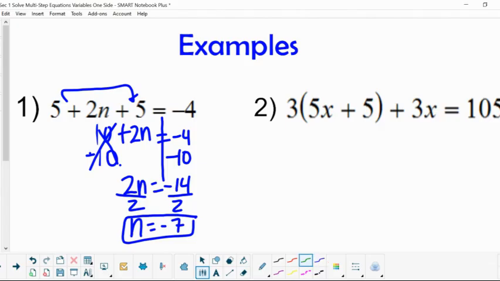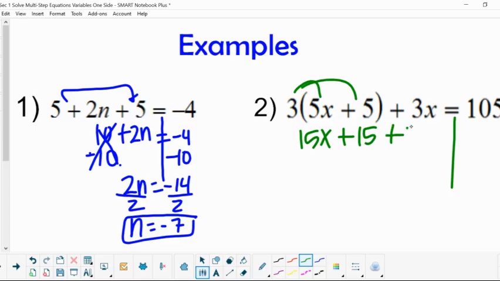Okay, this next one, got a lot going on this one, so we got to take it slow. Scarlett, what would you do first? Good, distribute. Let's multiply that in. You guys, what's 3 times 5x? 15x, so then again we're going to get a 15 with 3 times 5.